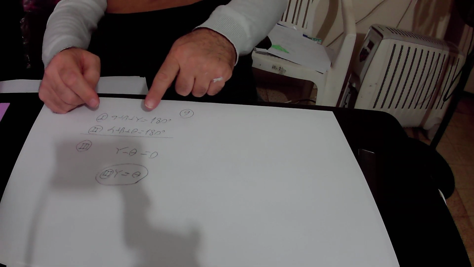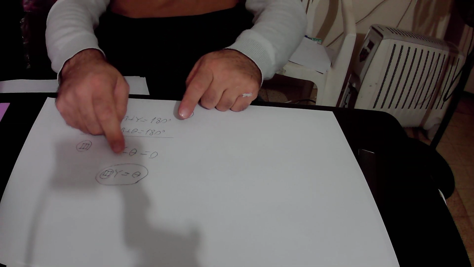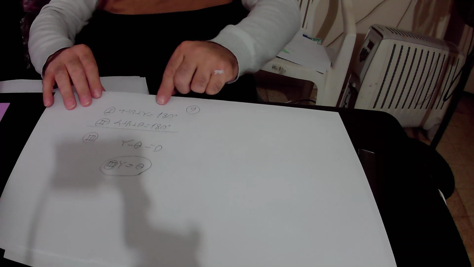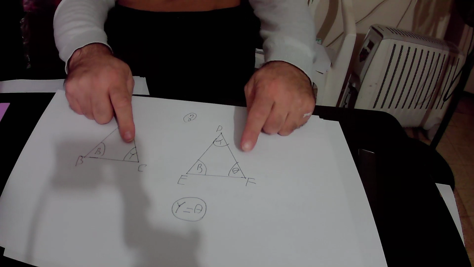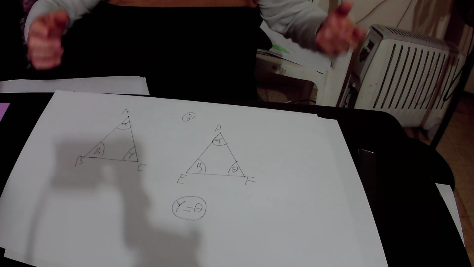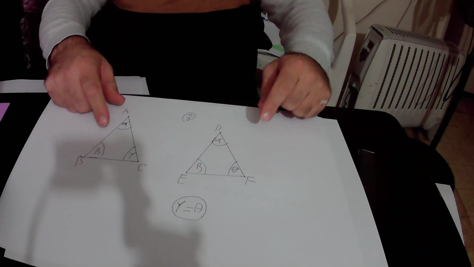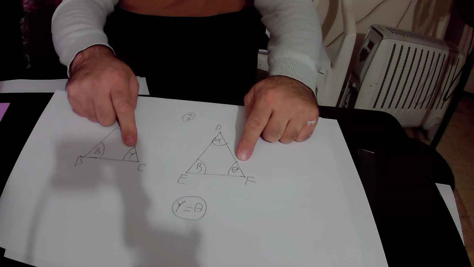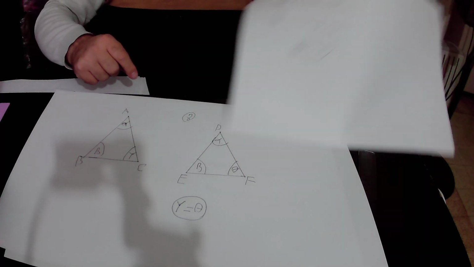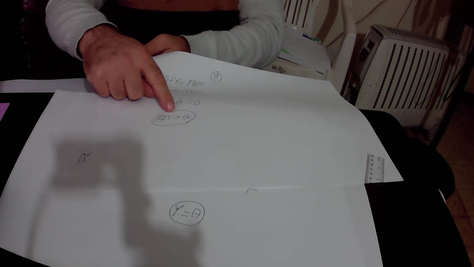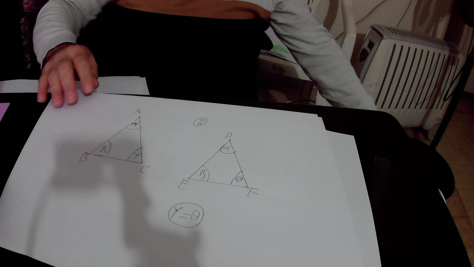Here we added theta to equation number 3, and we found out that angle gamma equals angle theta. So we proved that angle gamma equals angle theta. That is to say, if we have two triangles that have two angles equal to each other, then the third pair of angles must also be equal to each other. We proved that angle gamma equals angle theta, so we proved that the third angle theorem is true.